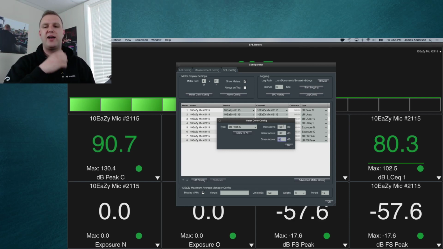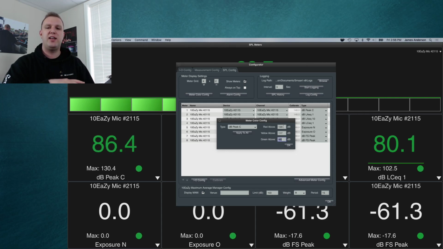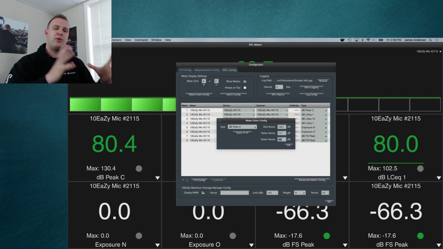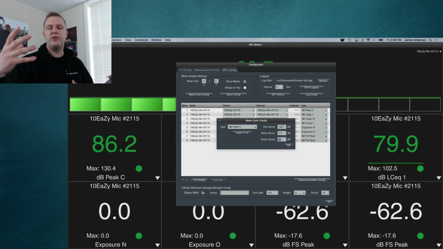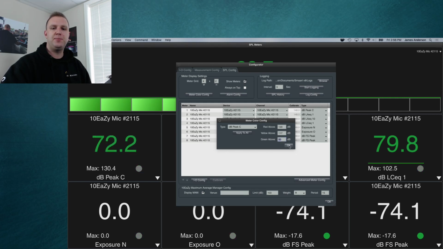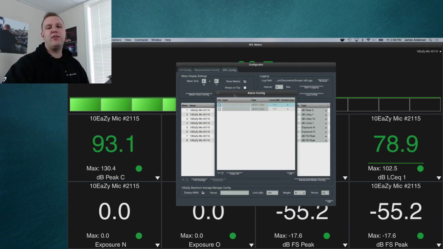Again, this is something that I really like to do personally, is have my C and A weight measurements where the threshold of color for the C weight is much higher than the threshold for the A weight. But of course, there's a default setting there that you may want to change. And then, if that's the warning, we also have alarms.